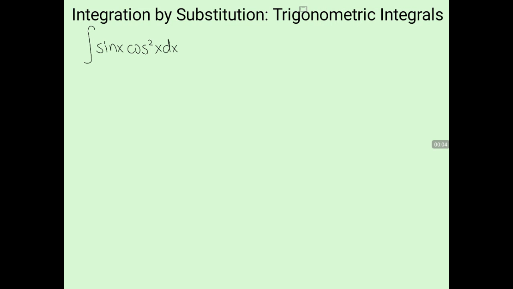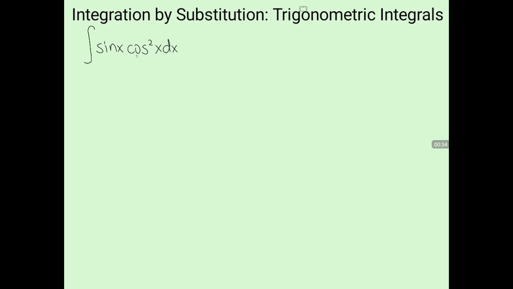Right here we have the integral of sine x times cosine squared x. Just from looking at it, we can see that it is a product of two trigonometric functions. So we can try to use substitution, because we know that the derivative of sine is cosine and the derivative of cosine is negative sine x.